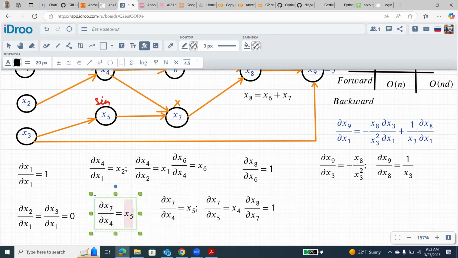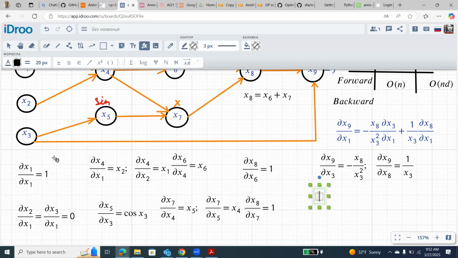The derivative of the sine is cosine. Again, every time we know the function in the node, and we know the exact rule for the derivative of this function. So it's just a lookup table for the sum, for the functions, and so on. With respect to x3, it will be a cosine of x3. And finally, we have also this first node.